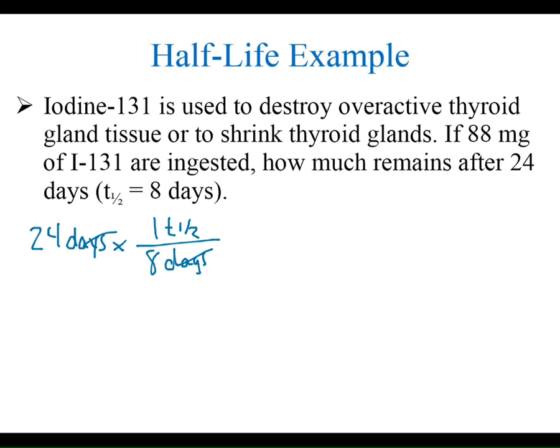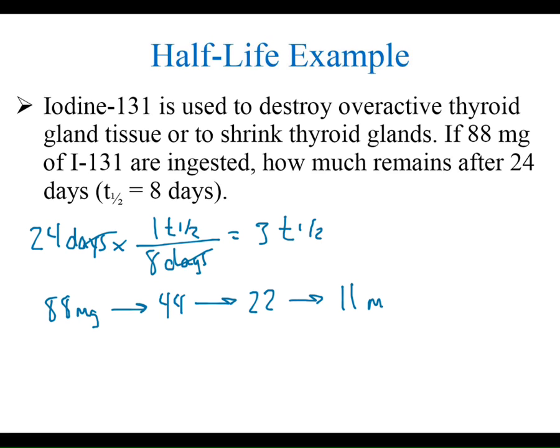So after 3 half-lives, how much would be left? Well, I'm going to take that amount and cut it in half. How many times? 3 times, yeah. Good. So I'm going to take 88 milligrams, and cut it in half once. And that makes it what? 44. I'm going to cut it in half a second time. I'm going to cut it in half a third time. 11. So there must be 11 milligrams left. Just cut it in half 3 times.